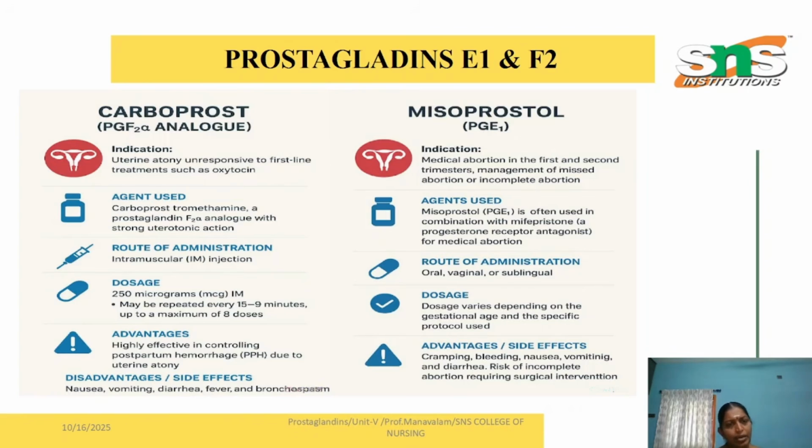It is mainly administered as an intramuscular injection. The dosage is 250 micrograms, which may be repeated every 15 to 90 minutes, up to a maximum of 8 doses. Advantages: it is helpful for controlling the postpartum hemorrhage caused by uterine atony. But the disadvantages or side effects of carboprost are nausea, vomiting, diarrhea, fever and bronchospasm.